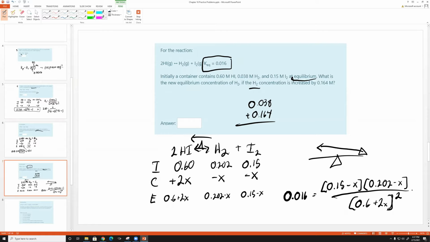So again, I'm not going to do this one on screen, but you can solve for x using the quadratic formula, and then you can solve for the H2 concentration at equilibrium, which would be 0.202 minus whatever you get for that x value. So I strongly encourage you, try this one on your own. This is a relatively difficult one, but it's not something that is beyond your level. So you should understand how to do this one.